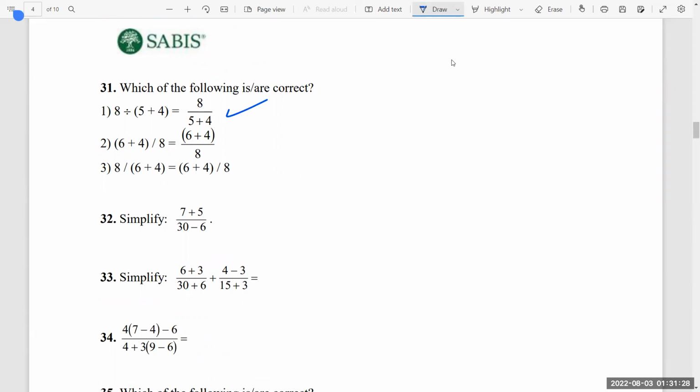6 plus 4 over 8 can be written, yeah, it's no problem. 8 over 6 plus 4 is the same. No, you cannot commute in division. A divided by B is not the same as B divided by A, of course.